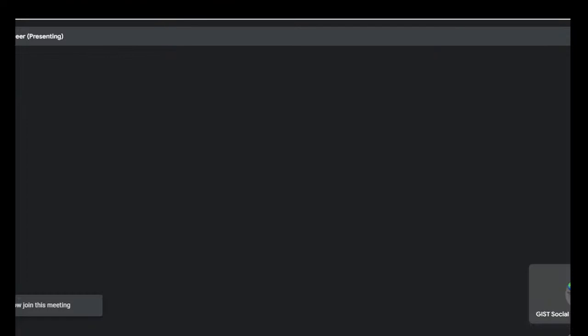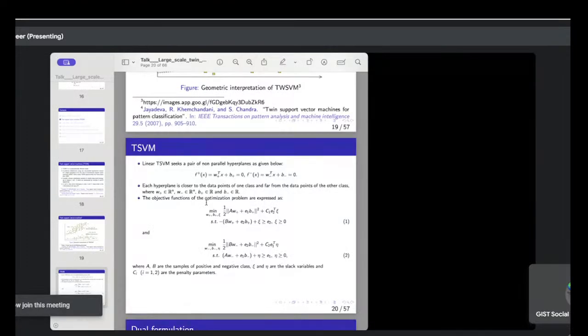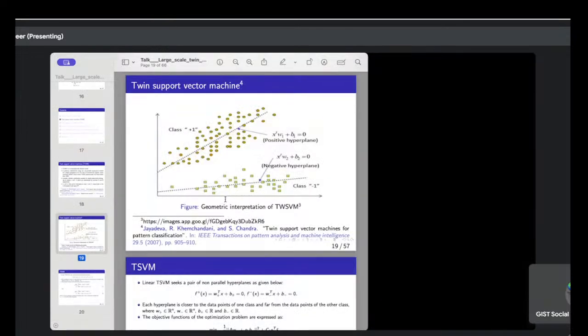So essentially, what happens is that rather than having one large SVM formulation, the twin SVM has two smaller SVMs, like 1 and 2. This algorithm finds two hyperplanes, one for each class. You can see here, one for each class. So there are two hyperplanes, and these hyperplanes are non-parallel. Okay, and they classify points according to which hyperplane a given point is closest to.